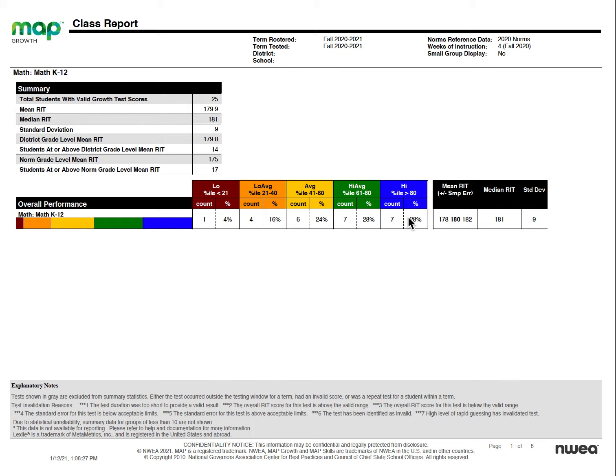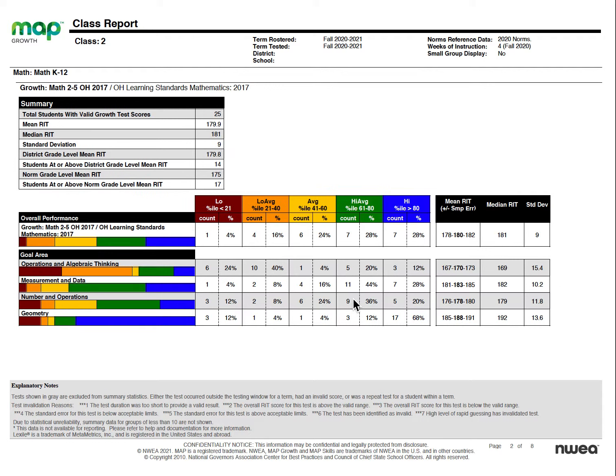Okay. And then it gives the median RIT again here, the standard deviation, and then this is just a range of scores, okay? And that allows for some error in there, but we go with that 180. And they're getting that from here, this mean RIT 179.9, 180. Okay. So the next thing, this square is the same as the one on the last page.